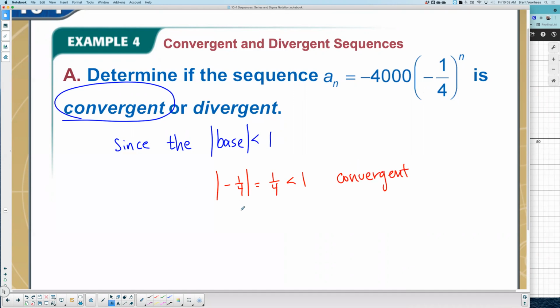Does that make sense? That's the math. You go off your base. It's always the base. Divergent would mean the absolute value of the base is greater than 1.